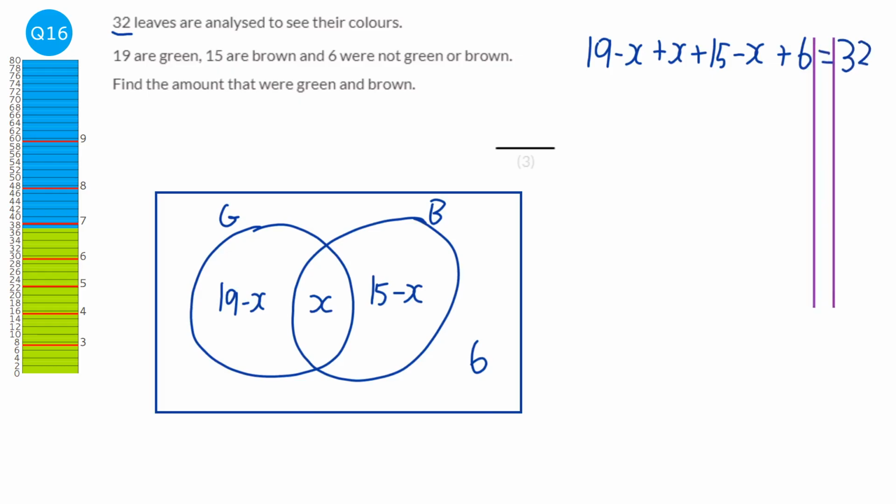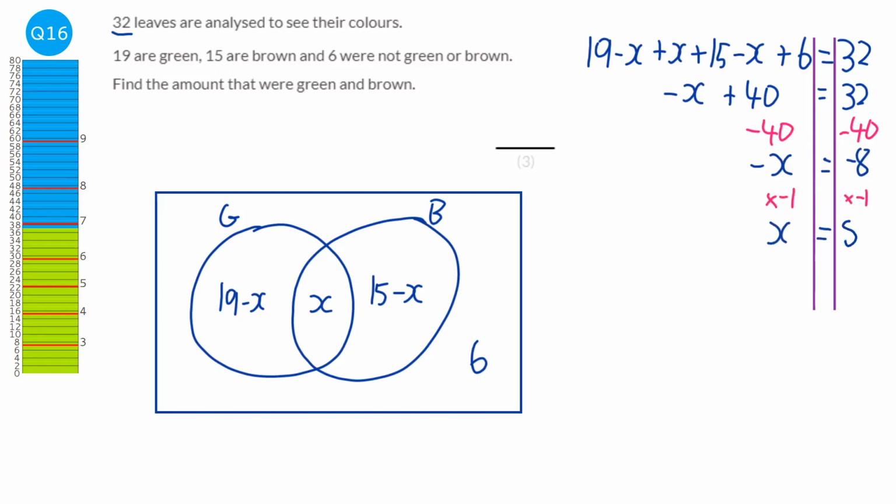And let's get our solving lines in. So we've got minus x and minus x, that'll be a minus x. And we've got 19 plus 15 plus 6, which will be 40, equals 32. We're going to take away the 40 both sides. And we can just times by minus 1 both sides to make them both positive. So now we know x is 8, we can start filling in the Venn diagram.